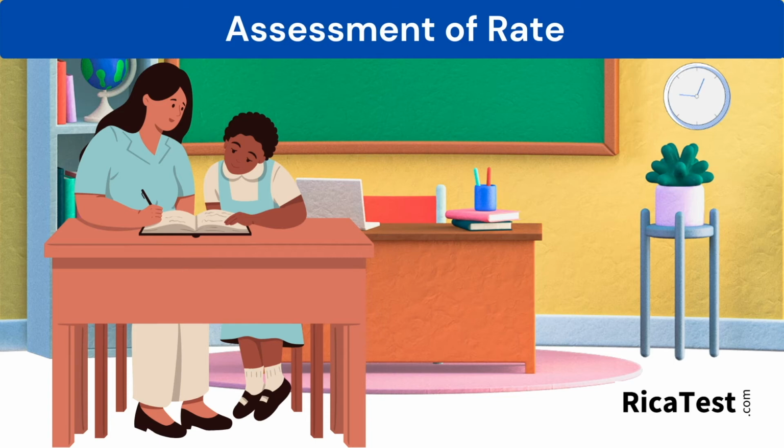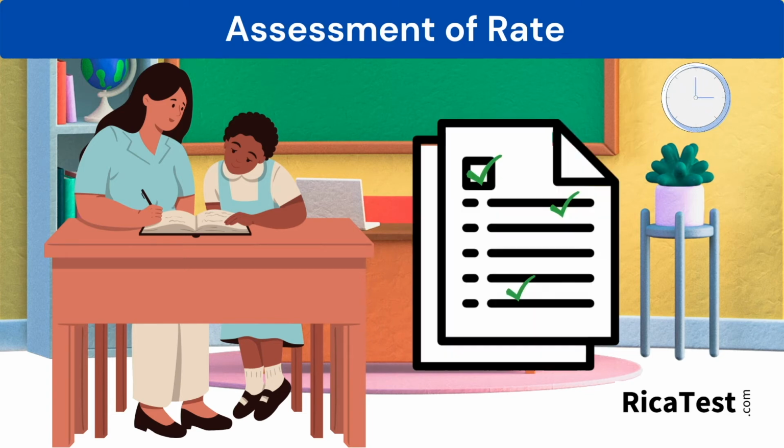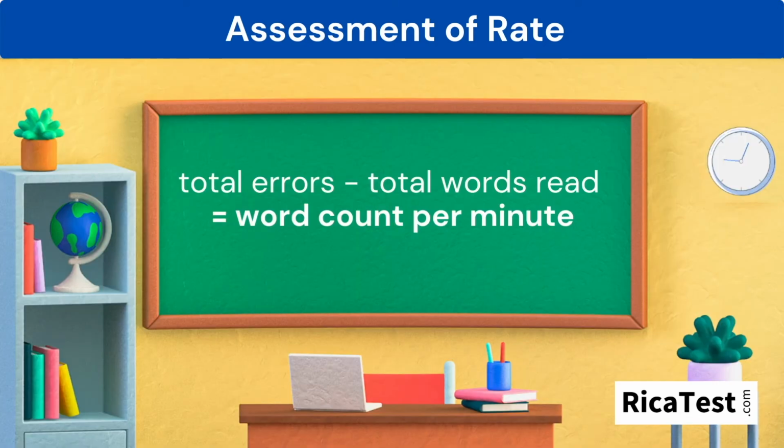Once the student is ready, they can begin. At this time, the teacher records omitted, substituted, inserted, and other reading errors. Once the 1 minute is complete, the teacher subtracts the total number of errors from the total number of words read to find the student's word count per minute.